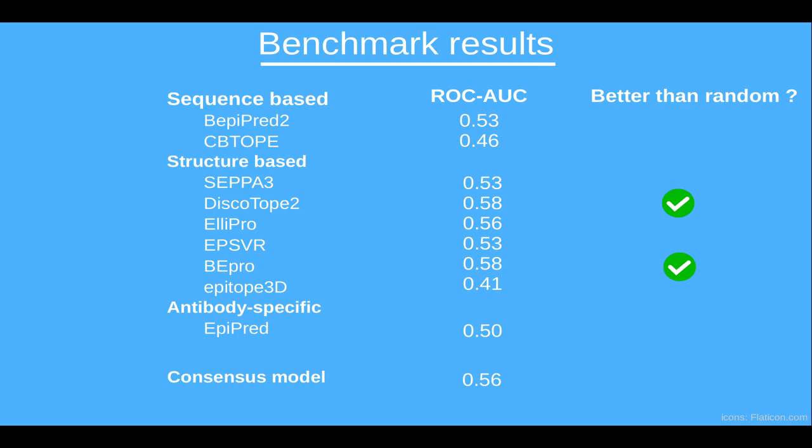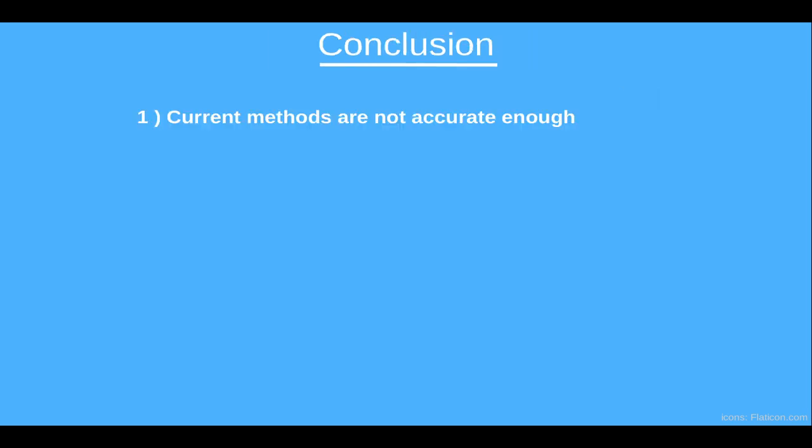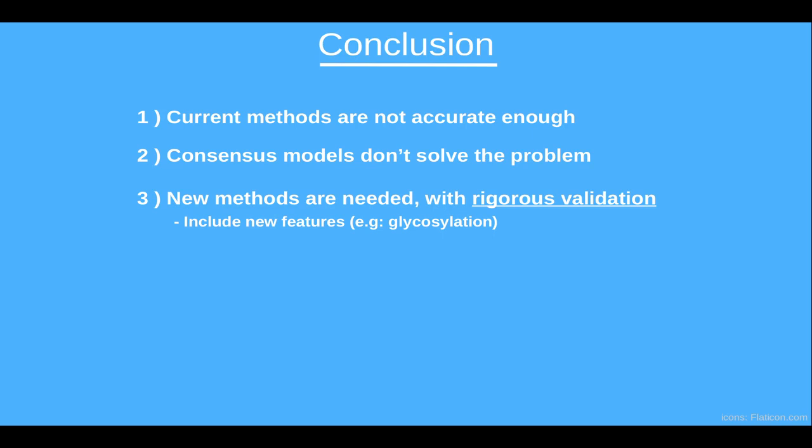So, what conclusions can we make from these results? Well, firstly, it is clear that the accuracy of these 9 methods is currently too unreliable to be used in practice, and consensus schemes that combine multiple models do not overcome this problem. Therefore, new methods need to be developed and rigorously validated. It could be interesting for these new methods to try to incorporate new features, such as, for example, the presence of glycosylations, which is known to be very unfavorable for antibody binding.